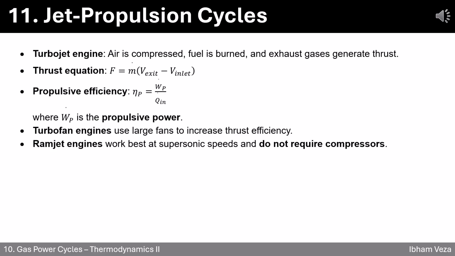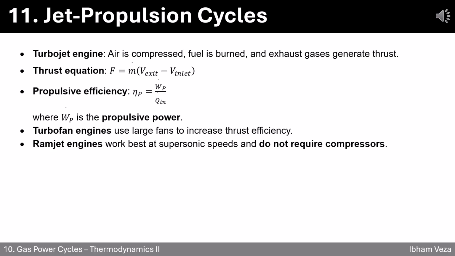The most basic is the turbojet engine, where air is compressed, mixed with fuel, burned, and then the hot gases are expelled at high velocity to produce thrust. The amount of thrust depends on how much the velocity increases. This is captured by the thrust equation, which is simply the difference between exit and inlet velocities. But it's not just about thrust, it's about how efficiently we convert fuel energy into useful propulsion. That's where propulsive efficiency comes in, measuring how much of the input energy actually pushes the vehicle forward.